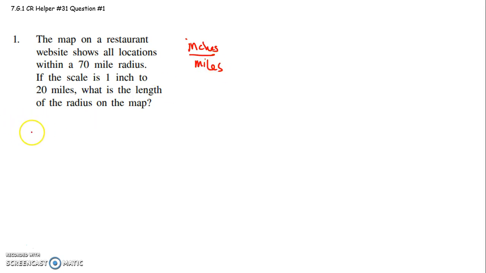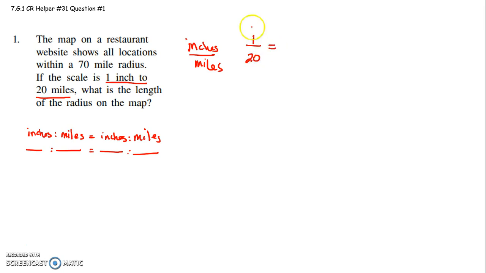If you prefer to do it this way, inches to miles equals inches to miles. I know that's how you did it as 6th graders quite often, so that's another great option. We're just going to set it up as a fraction. I use my scale, my fact, to go on one side. So I know 1 inch is 20 miles, and that's going to go over here on one side of the equal sign. Then on the other side of the equal sign, I still have to do inches over miles.